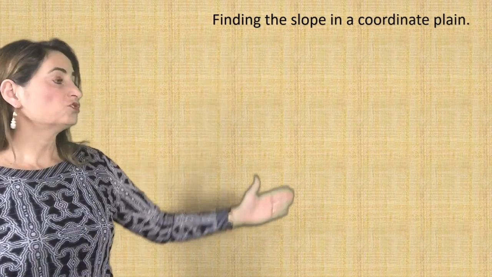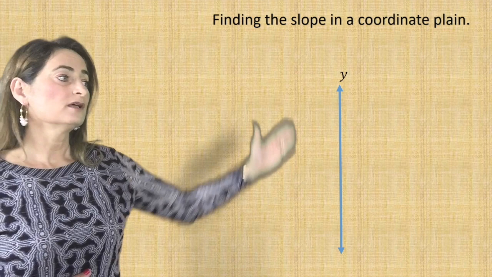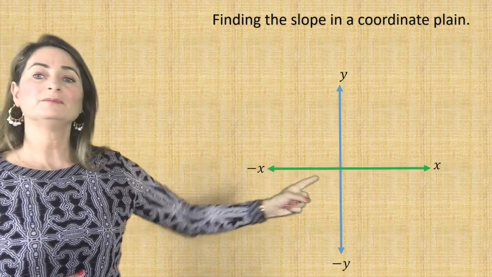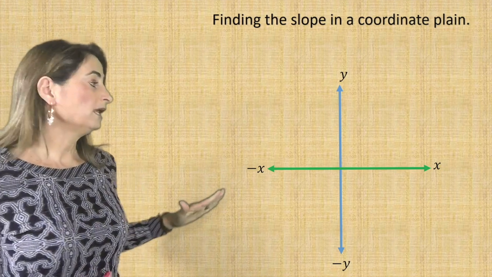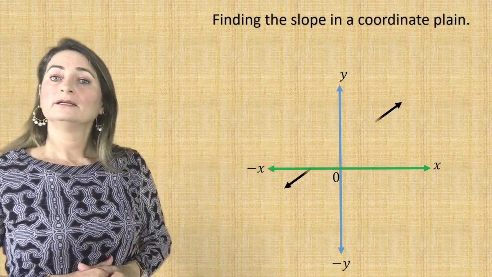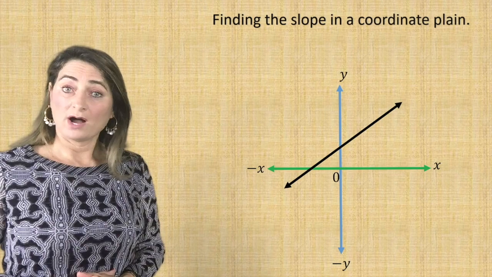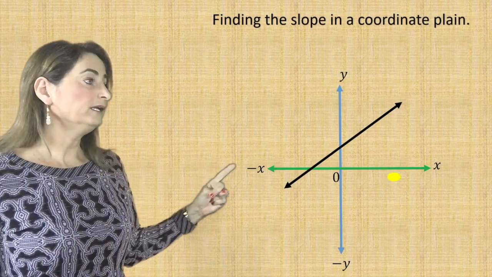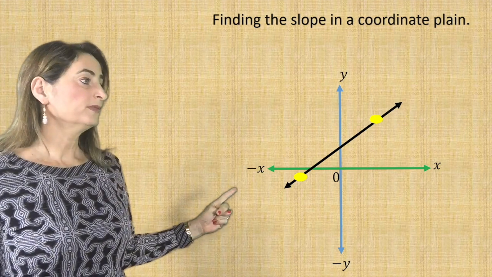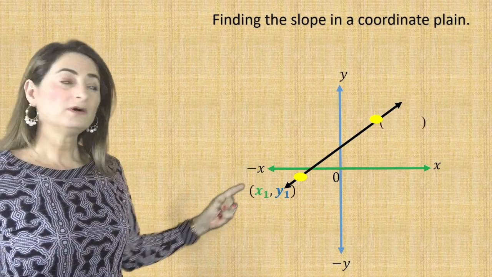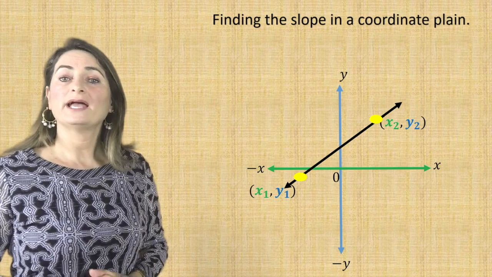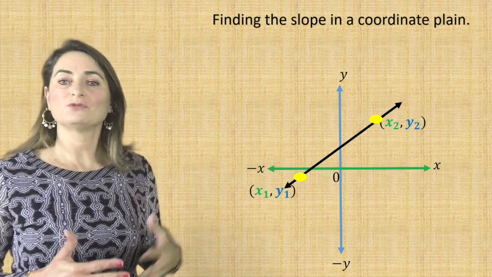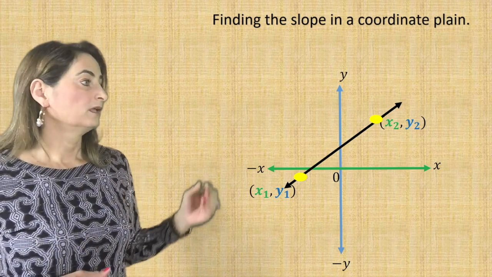First of all, let's draw the coordinates, the y-axis and the x-axis where they meet at the origin. Then I would like to draw a line that crosses the x and the y-axis. Now choose two dots on the line, the yellow dots. The first one, I will name it x1, y1, and the second one, I will name it x2, y2, because I don't know what the values of x and y on that graph are yet.